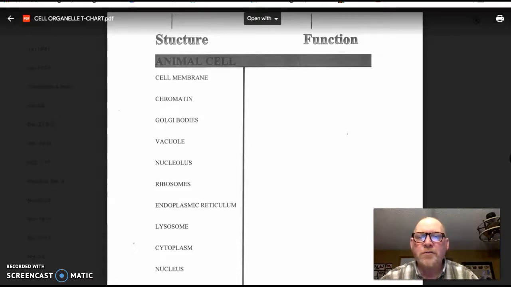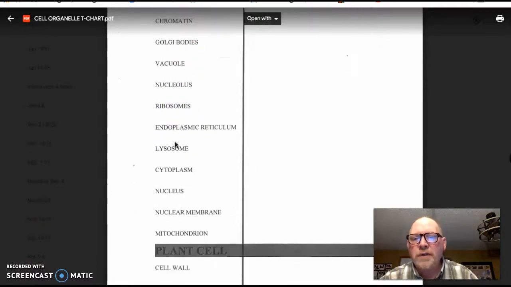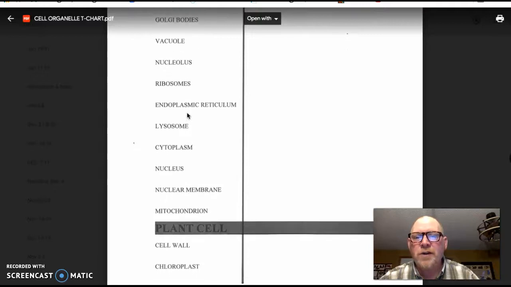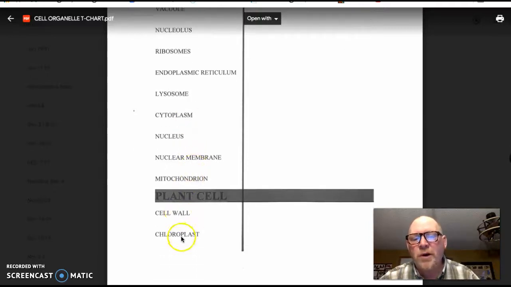First of all, I want to discuss how this T-chart is laid out. If you start up here at the cell membrane, you go down to chromatin, Golgi bodies, vacuole, and you keep working your way down. All of these structures are found in animal cells and plant cells. When you get down to the bottom, though, there are two more: the cell wall and the chloroplast, and those are only found in plant cells.